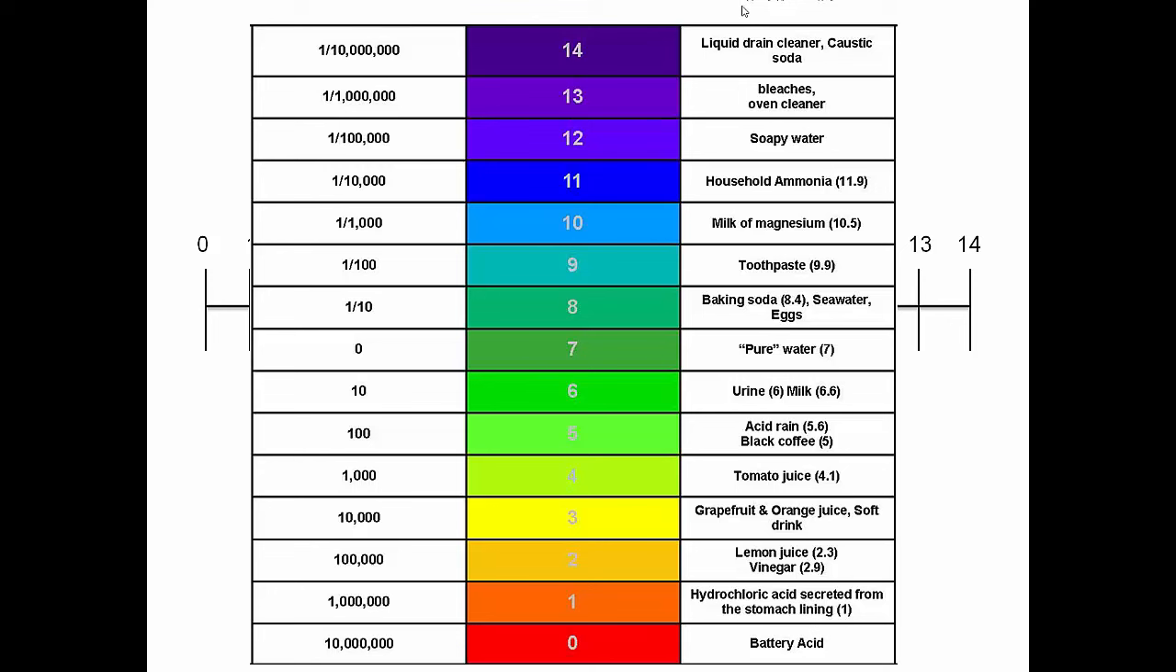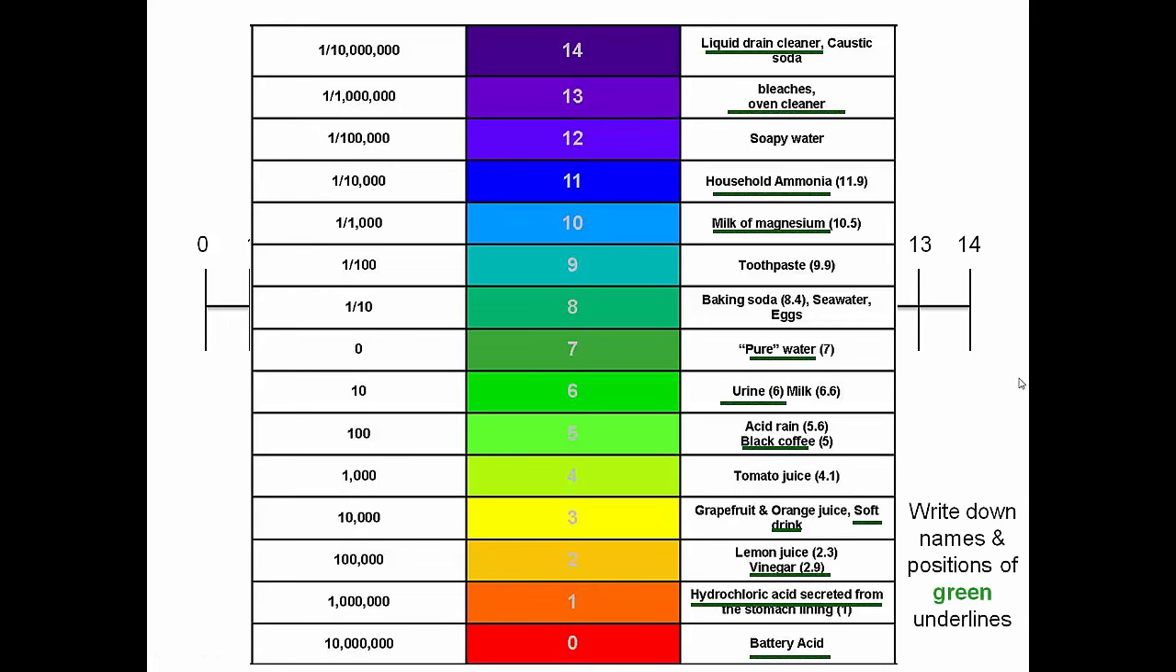Here's another depiction where you've got the numbers from 0 to 14, 7 being pure water, with 0 meaning the most hydrogen. You go 10 times, 100 times, 1,000 times more hydrogen, or you go 1/10 the hydrogen, which gives you 10 times the hydroxyl, or 1/100th, or 100 times hydroxyl. But since it's the power of hydrogen, it's talking about increasing and decreasing amounts of hydrogen.